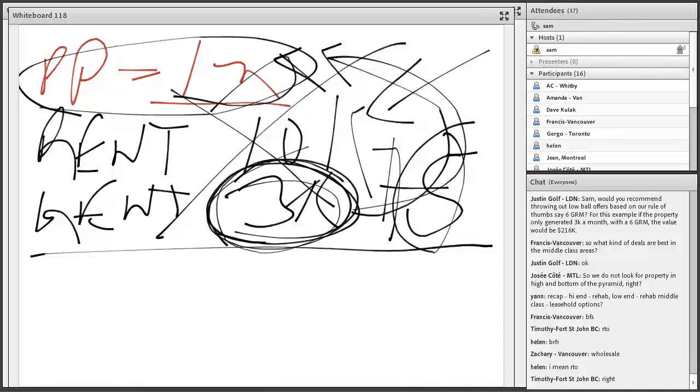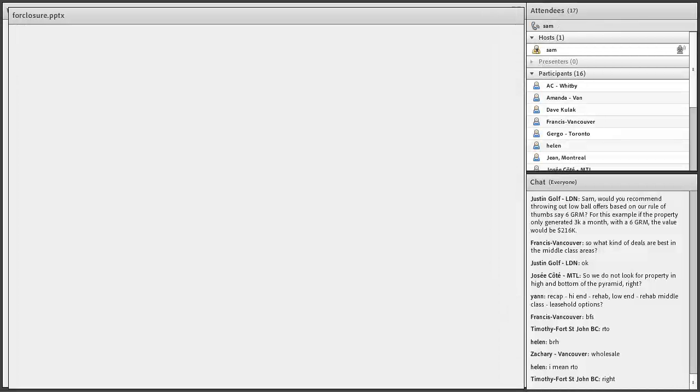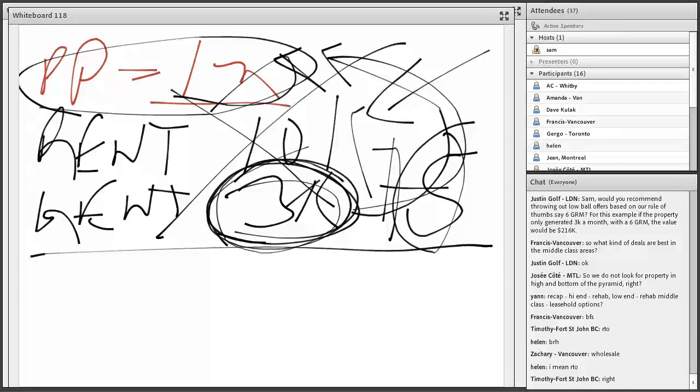So there's a couple strategies. There you go, Zachary's got it. Wholesale. You can wholesale this property for the right price. Okay? Yeah, we can wholesale the property. The reason I bring this up is because I want you to recognize every property in every area is an opportunity. The problem people get into is they use the wrong strategy for the wrong type of property.